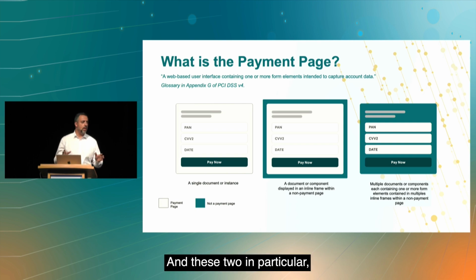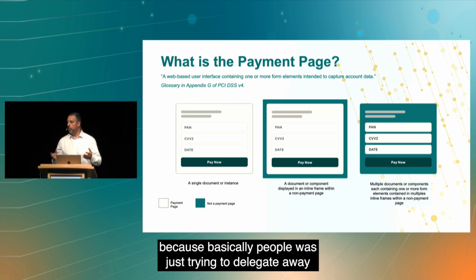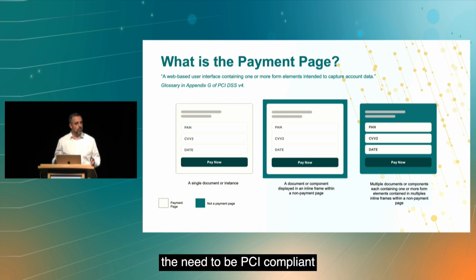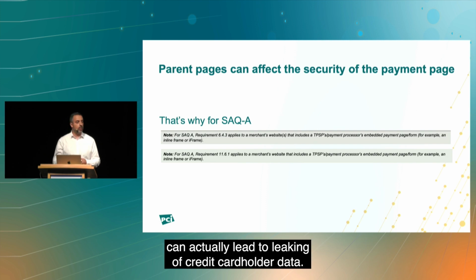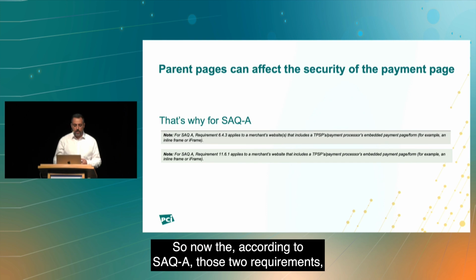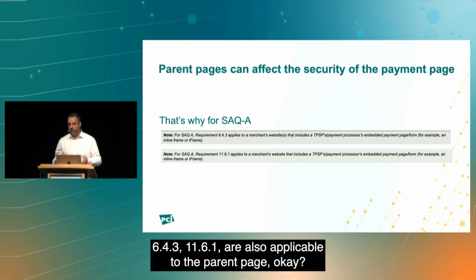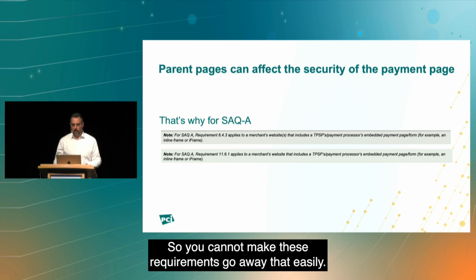And these 2, in particular, have been growing in popularity because basically people were just trying to delegate away the need to be PCI compliant to the payment service provider. Okay? That used to be the case, no longer true. So now we have found that the parent page can actually lead to leaking of credit card holder data. So now according to SAQ A, those 2 requirements, 6.4.3 and 11.6.1, are also applicable to the parent page. Okay? So you cannot make these requirements go away that easily.